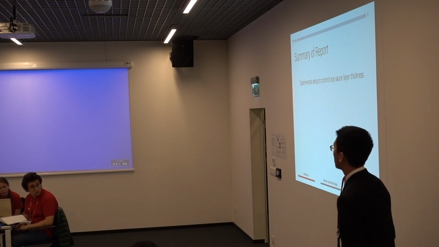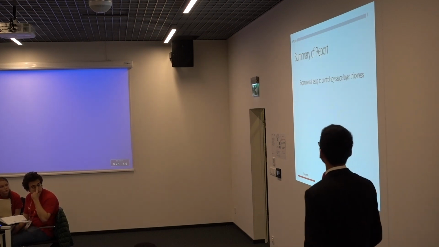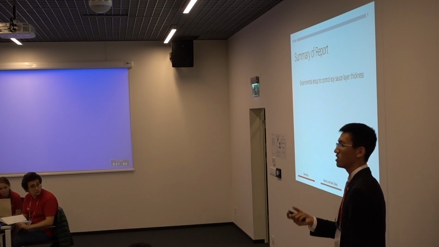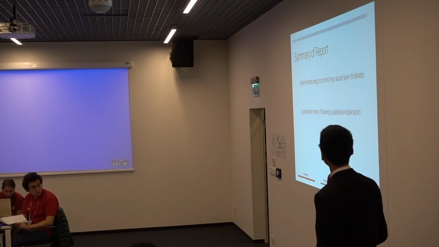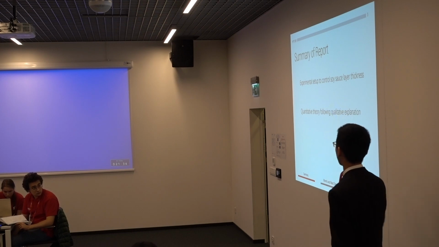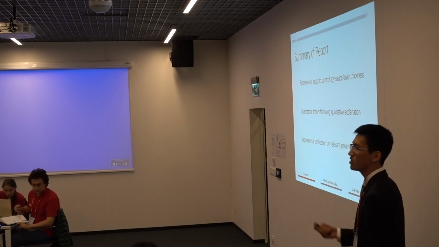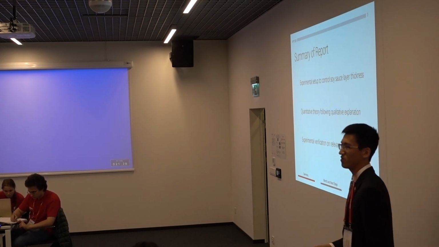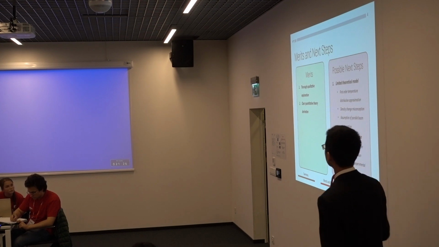Alright, so let's quickly go over a summary of the report. They have their experimental setup to control their soy sauce thickness, which we thought was appropriate, using a spacer within two microscope glass slides. And then they had the quantitative theory and a qualitative explanation of the phenomenon, which I'll discuss more later. And lastly, they had some experimental verification of their theory. So let's go over some of the merits.